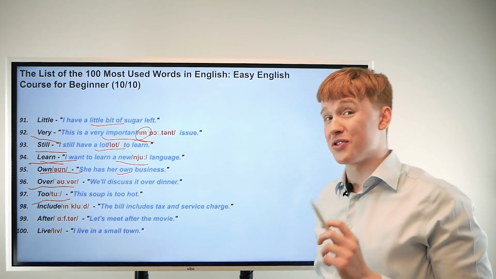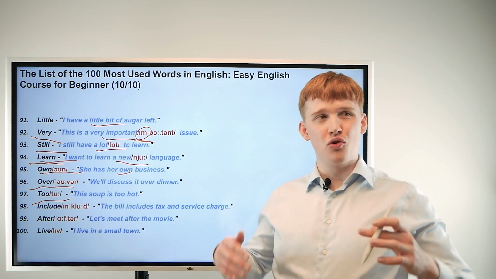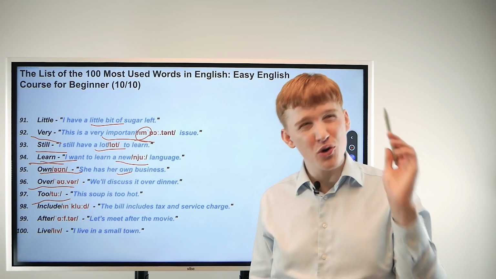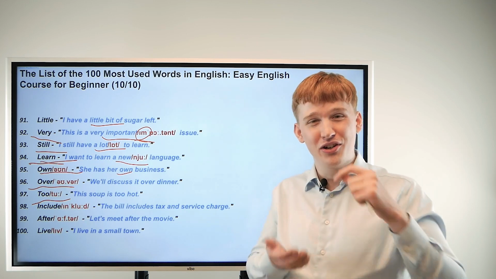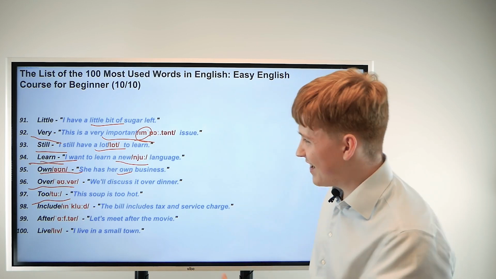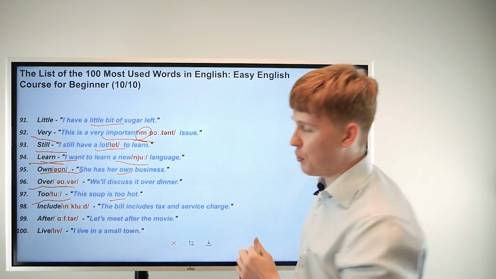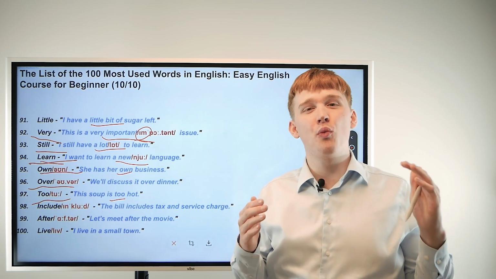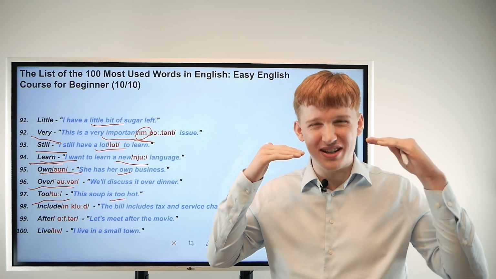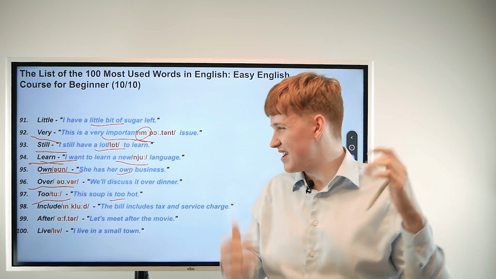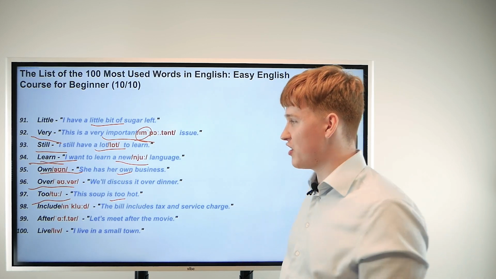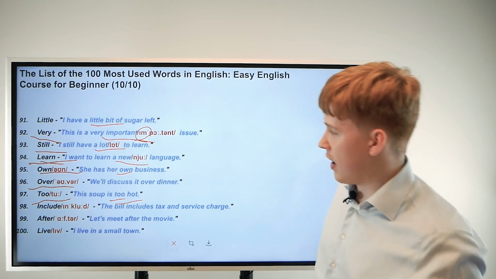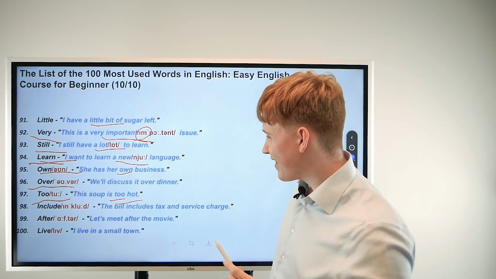Next up, we have too. This is an important one if you want to complain about something. So this soup is too hot. Oh my goodness, I've burned my mouth. We use this one when we want to emphasize that something is way more than we expected. It's not what we like. It's way too. So you could say it's too hot. It's too cold. And that is how we use too.